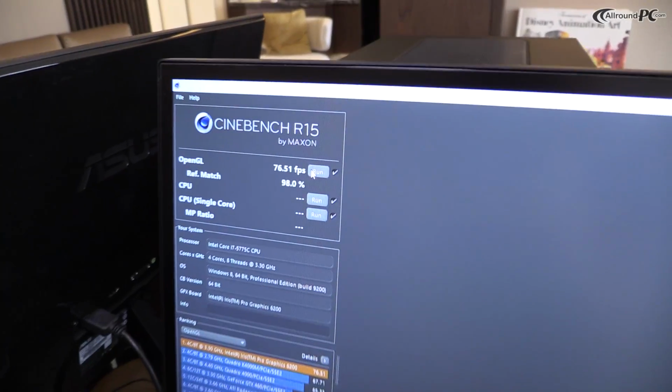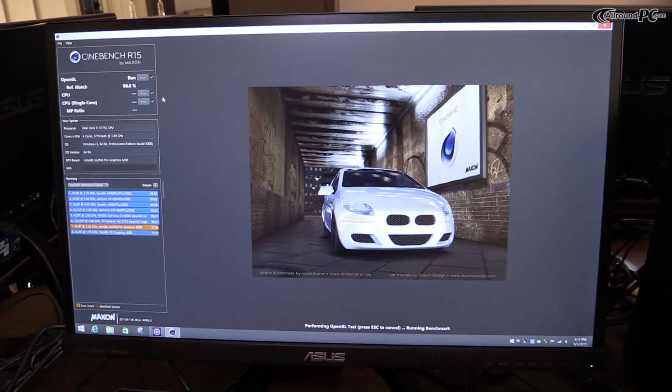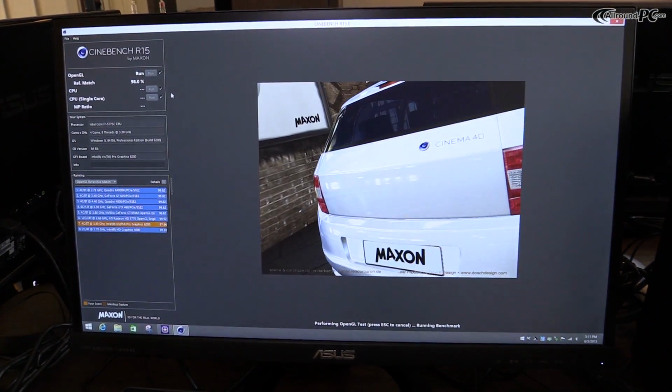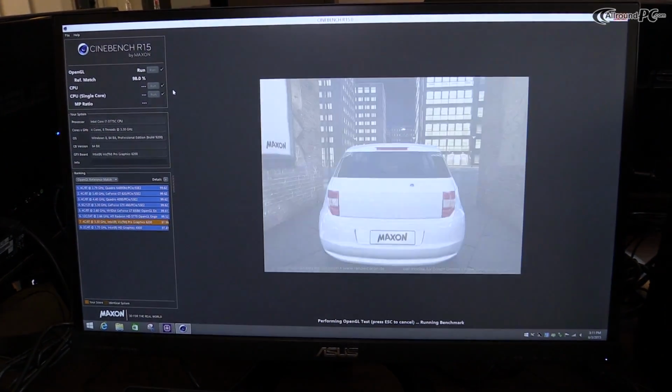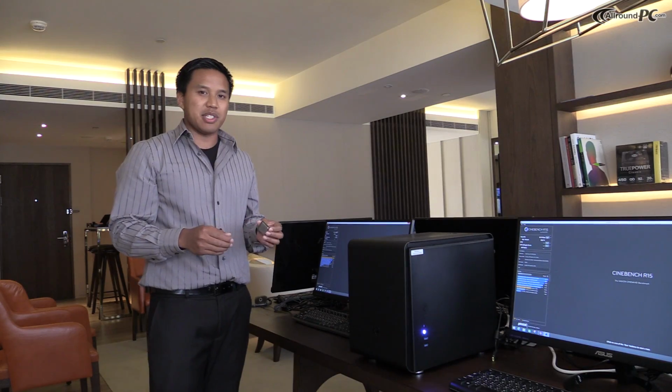What we're running here was Cinebench R15, the OpenGL test. And in this particular test, what you'll see is over a 2x performance gain on our Broadwell system versus our previous generation Haswell.